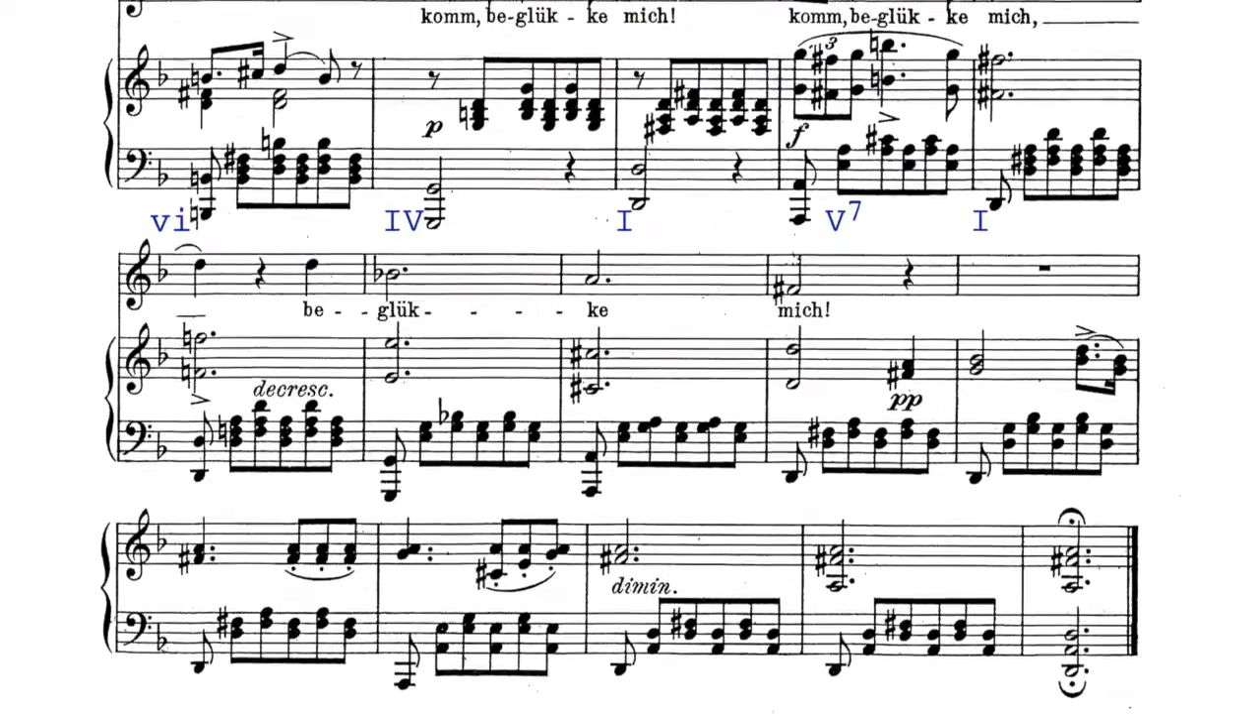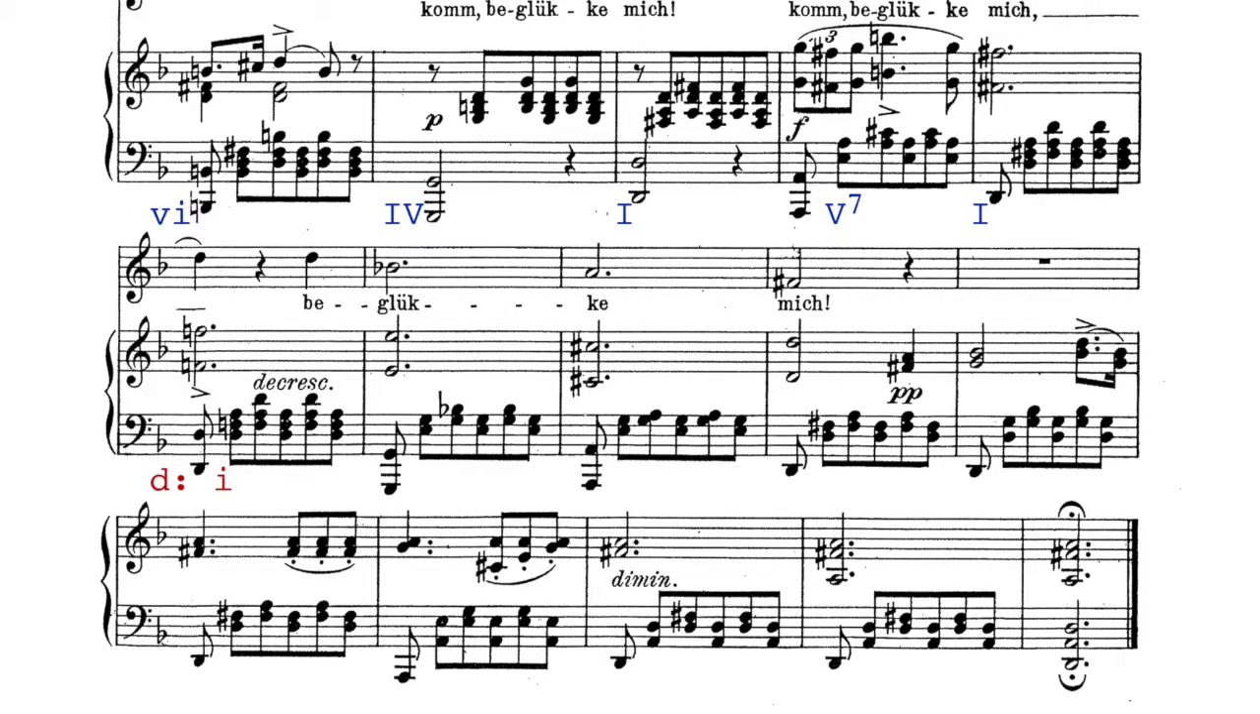Here at the end of the song, he gives us one last F natural and B flat to remind us that we used to be in D minor. But then, even though he still has not changed the key signature, he ends the song very definitely in D major.